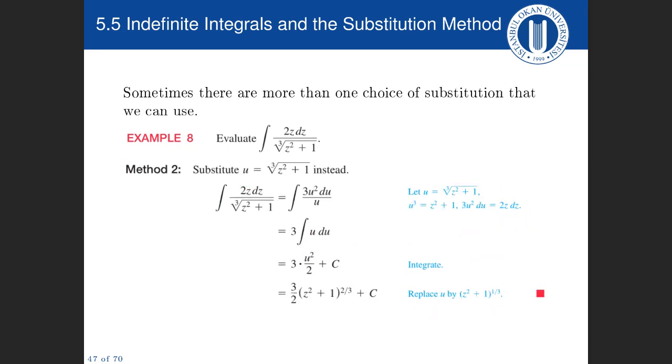Or method 2, we could do a different substitution. Instead of u is equal to z squared plus 1, we could do u is equal to the cubed root of z squared plus 1. Now, if we do this, it's a little bit more complicated to get our second substitution formula. We need to use implicit differentiation to find that 3u squared du is equal to 2z dz. But if we do the extra work first, then we end up with an even easier integral: 3 times the integral of u du. And that's very easy, of course. And then we end up with exactly the same answer as before.